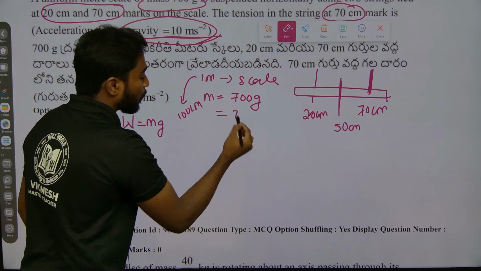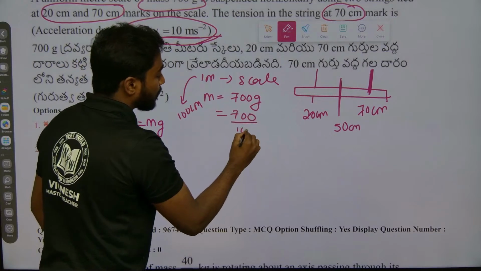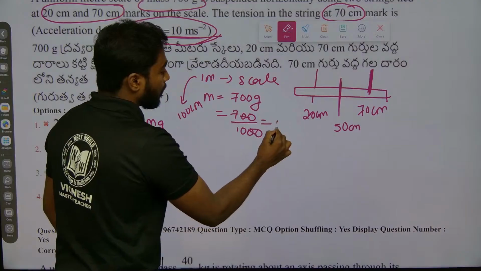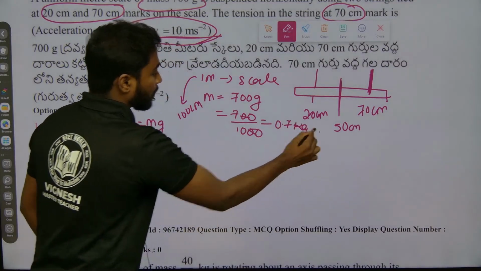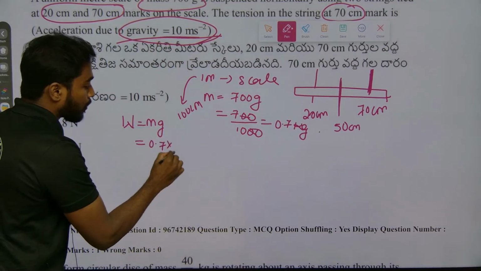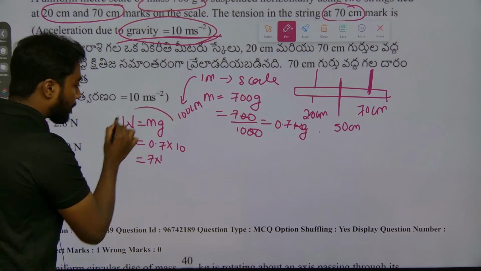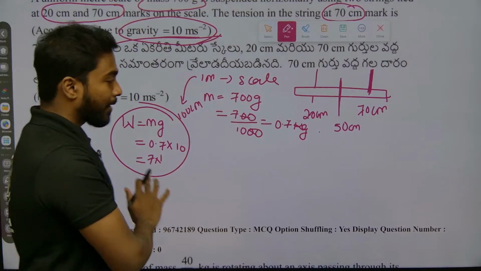So mass is 700 gram. So convert it into kg. 700 divided by 1000, right? That is 0.7 kg, right? So 0.7 into gravity is 10. So 7 Newton. So keep this as it is. Okay, keep as it is now.